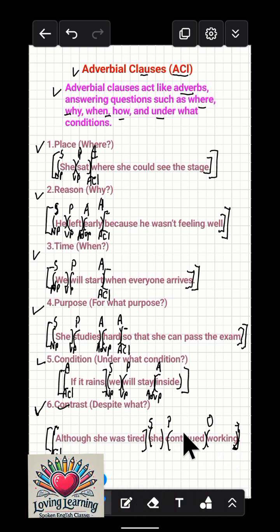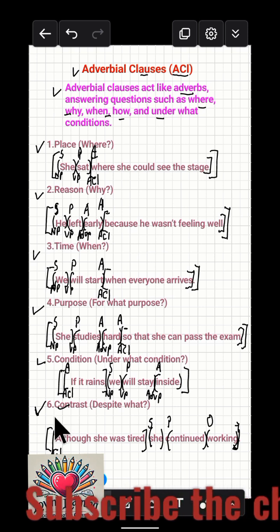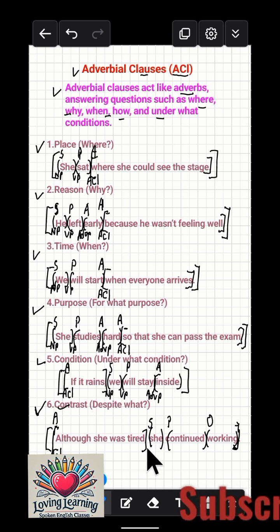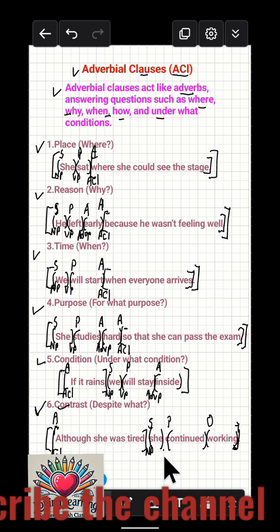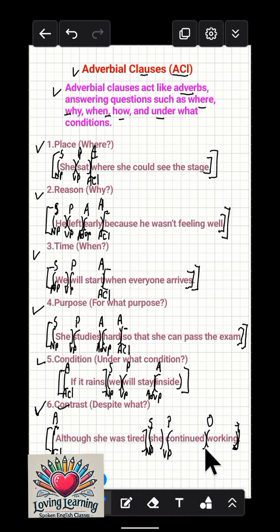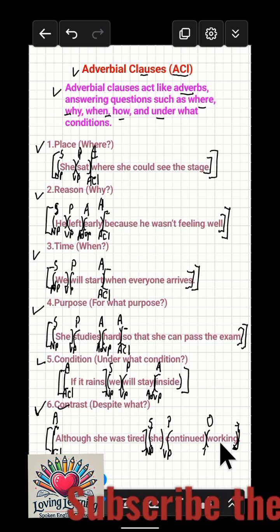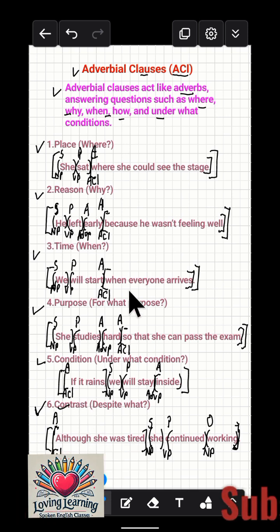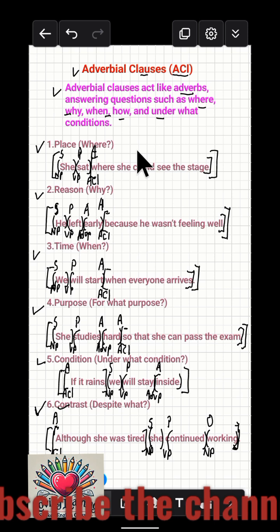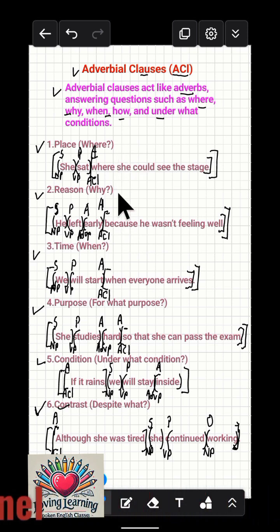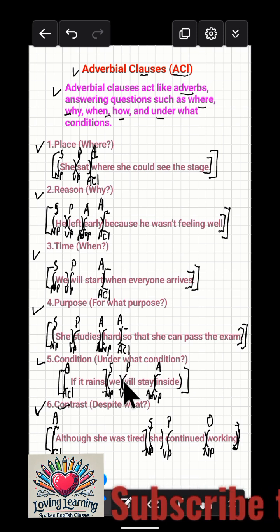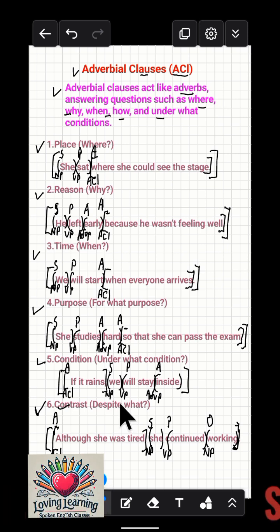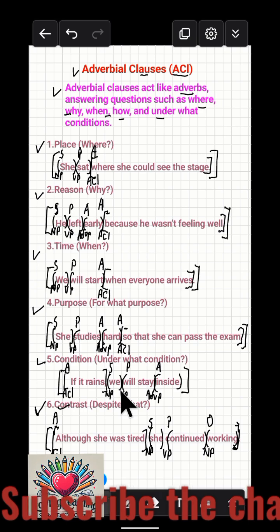This one is functioning as adverbial. Here she is a pronoun, that's why it is a noun phrase. Continued is a verb phrase. And working is again functioning as a noun, so that's a noun phrase. That is how we have solved all of these. So adverbial clauses can be identified with place, reason, time, purpose, condition, and finally contrast. If you can find these, you can easily identify the adverbial clause. Okay, thank you.